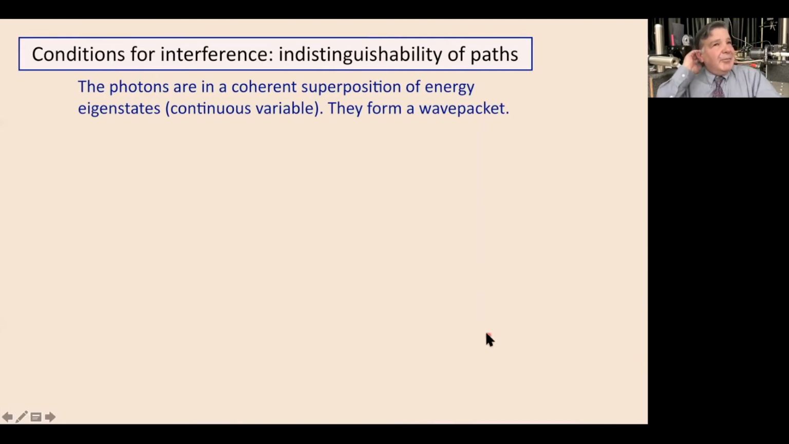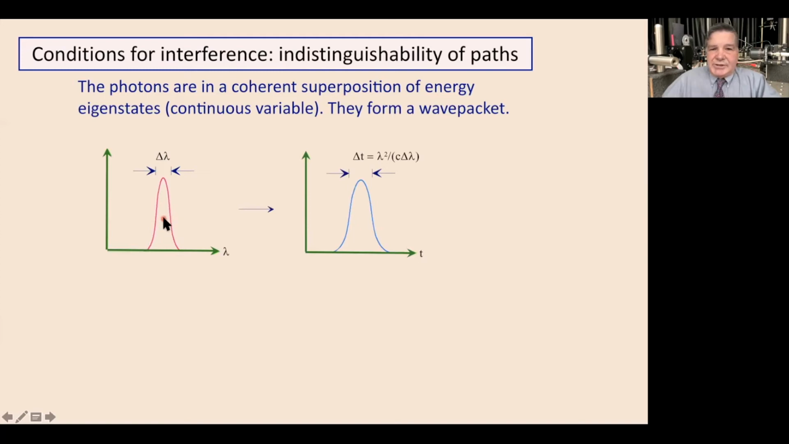I mentioned that to have interference, the paths have to be indistinguishable. And then we use polarization to make them distinguishable. So let's make them distinguishable in a different way. Suppose photons are in a coherent superposition of energy. They form a wave packet. Think of a wave packet as that we don't know their energy to within a certain range. And through some analysis, when you have this type of situation, you get a pulse of light of a certain width. And you can identify that these are the Fourier transform of each other.